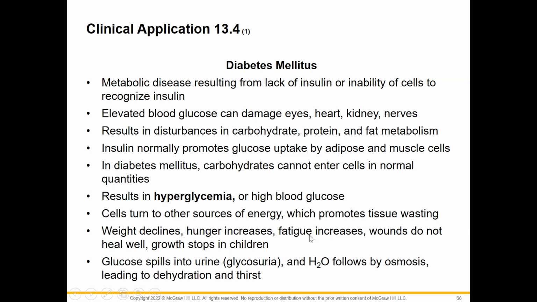Fatigue increases because you don't have adequate energy, because now you're trying to make glucose from proteins and lipids, and you're not able to keep up, so that person gets more fatigued. Wounds don't heal. You have a lot of sugar floating around in your blood. Your body can't really heal when it has all that sticky sugar around. And if a child has diabetes and it's not monitored, they can be shorter in stature. Glucose will spill into the urine.